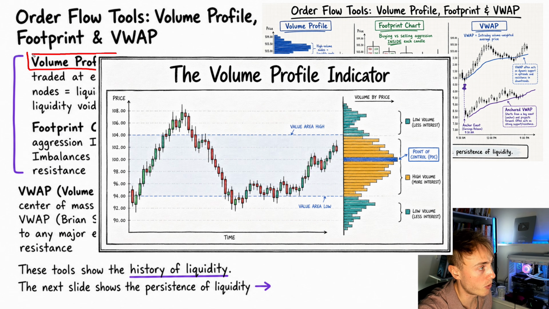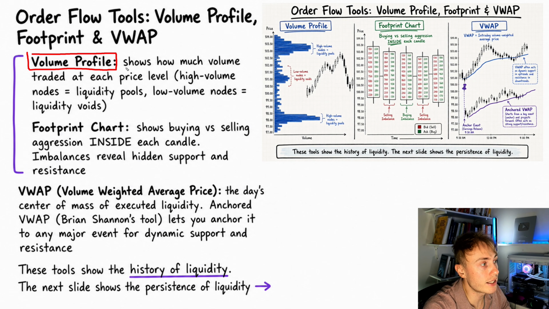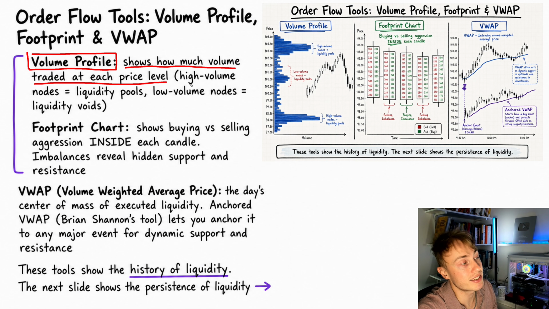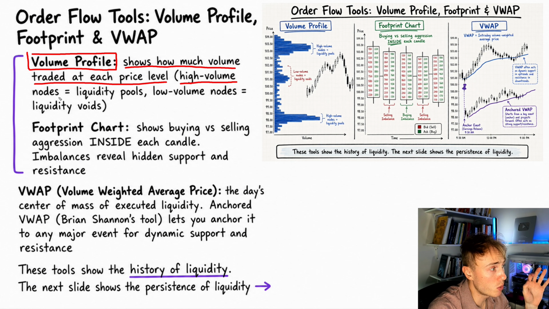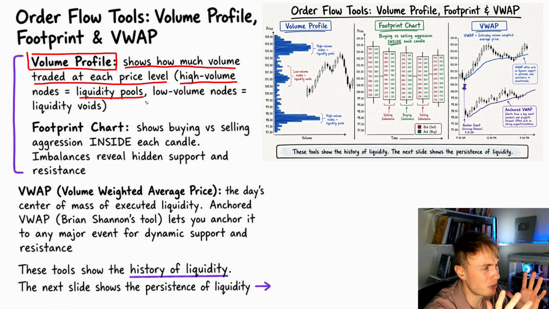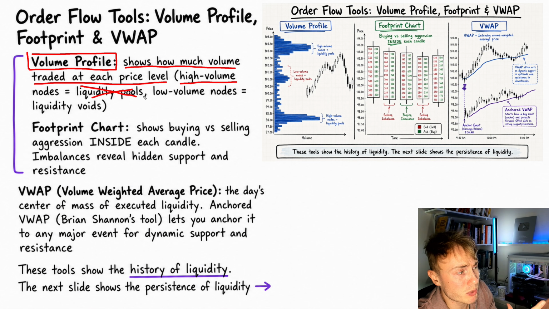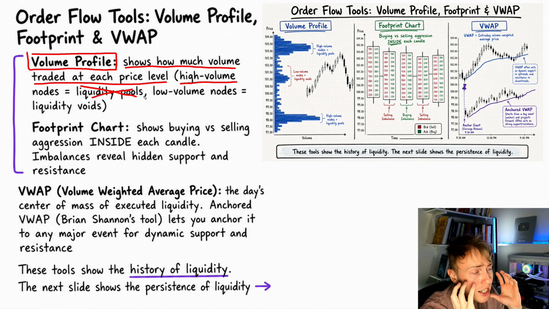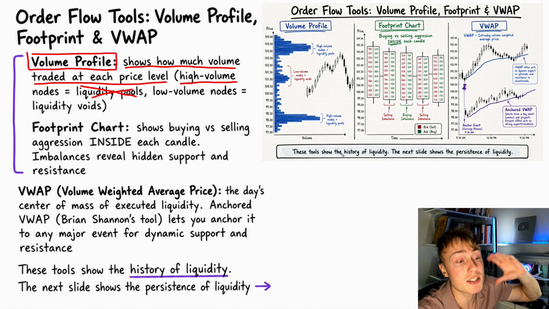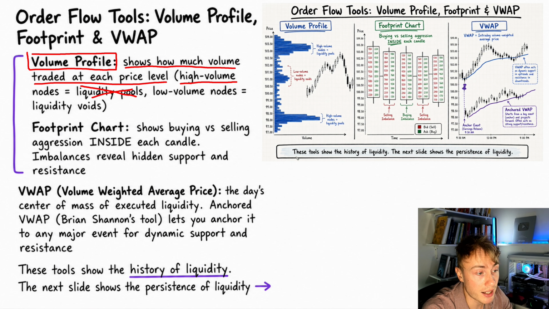I want to start by looking at the volume profile. The volume profile basically shows how much volume got traded at each price level. And here, high volume nodes are liquidity pools, or you should not really think about them. That is actually not really correct. I actually miswrote a little bit here. It's not good to think about them as liquidity pools. It's more accurate to think about it as the volume traded in the past. You can think about it as historical liquidity. So remember here, these tools are showing the history of liquidity.